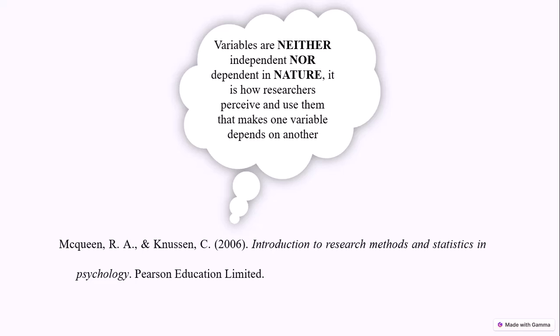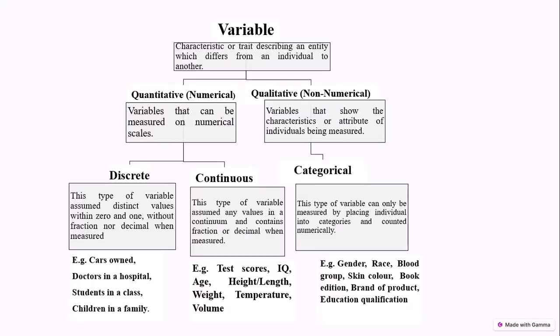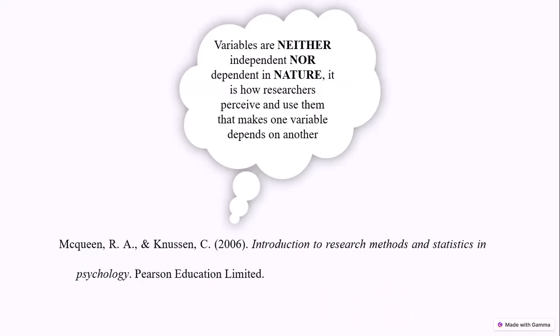There is a popular saying that once you ask what types of variables there are, the first things mentioned are independent variable and dependent variable. These are variables that only appear so in research; in nature we don't have independent or dependent variables. The variables we have in nature are only discrete, continuous, and categorical variables. So this view is debunked: variables are neither independent nor dependent in nature. It is how researchers perceive and use them that makes one variable depend on another.